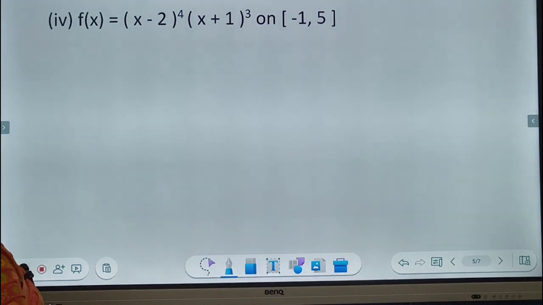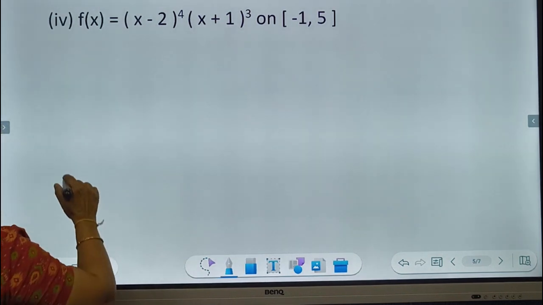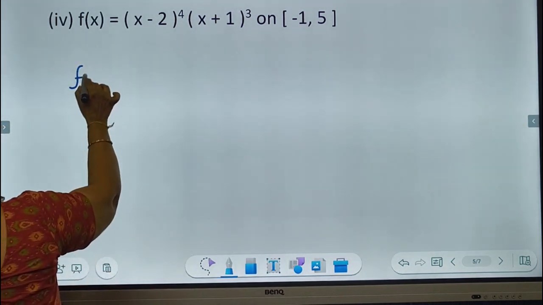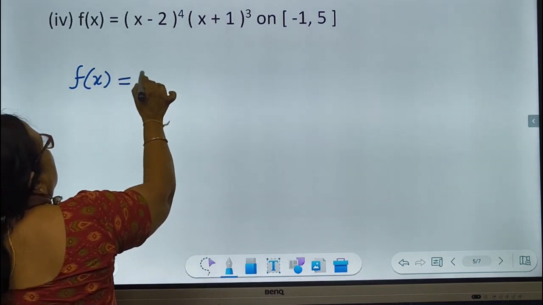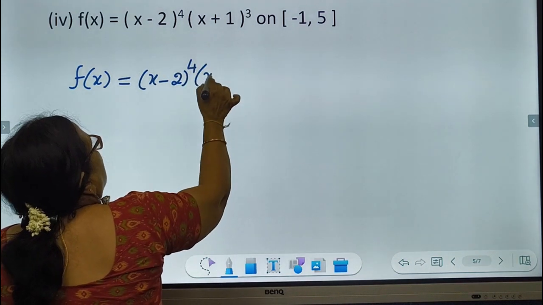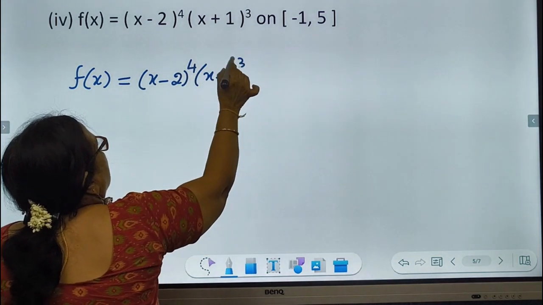Next problem. f of x equal to x minus 2 the whole power 4 into x plus 1 the whole cube on minus 1 comma 5. So f of x is x minus 2 the whole power 4 into x plus 1 the whole power 3.